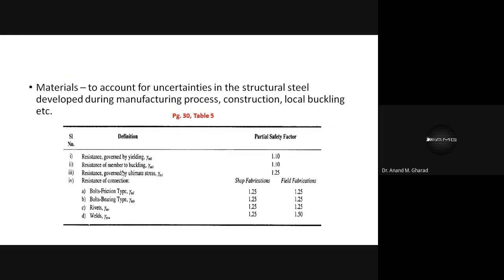Similarly, we are supposed to follow the partial safety factor for material. And what is the reason? I will read it out. To account for the uncertainties in the structural steel developed during the manufacturing process, construction, local buckling, ये बहुत important term है, local buckling. I will let you know, etc. So this statement I suppose is clear to all.